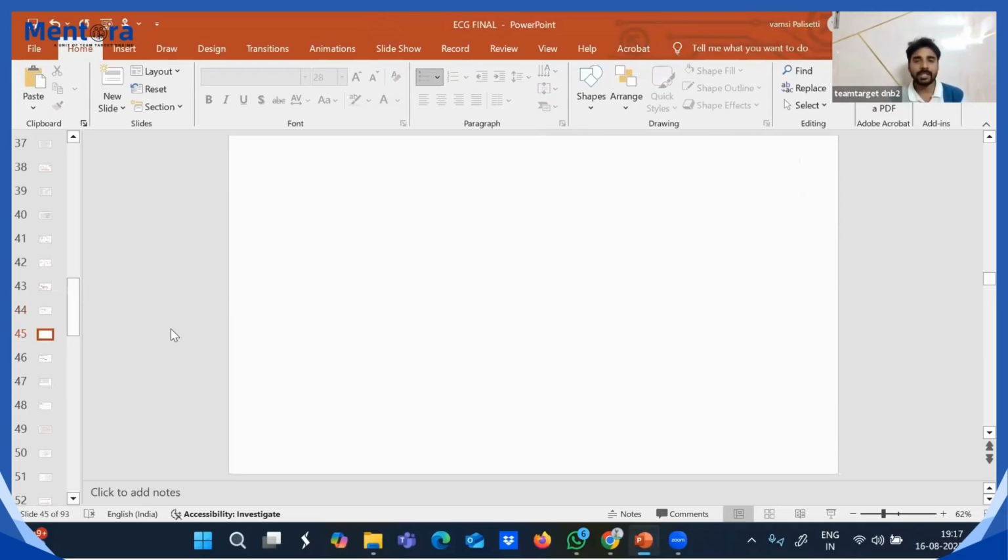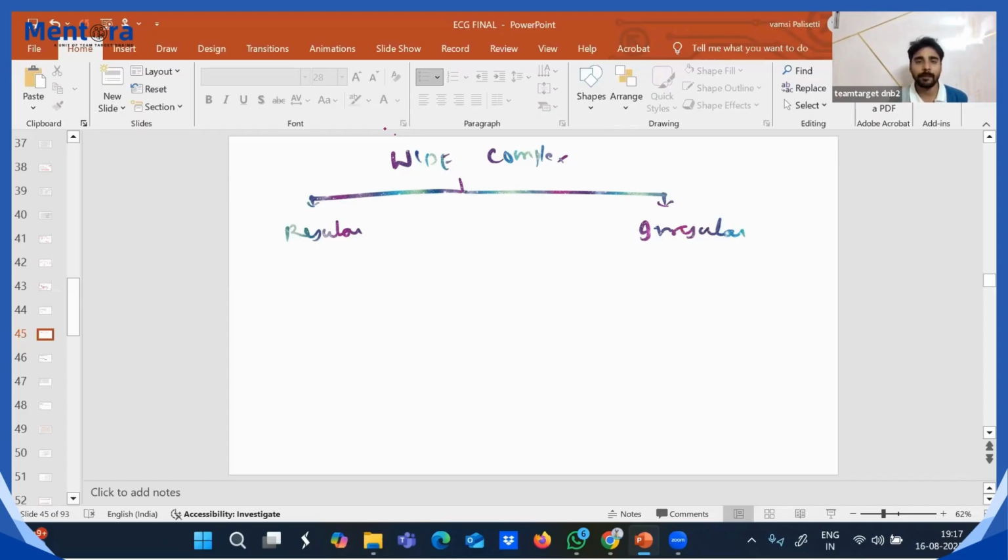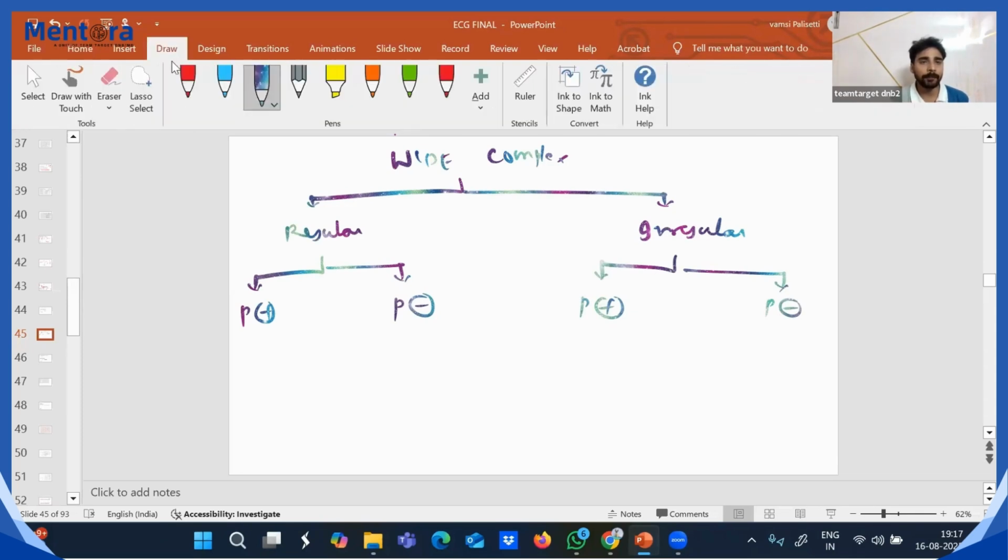So again, the wide complex tachyarrhythmia, let me draw a simple flowchart, a simple diagram for it. It's very easy for you. For example, if you are seeing a wide complex tachyarrhythmia, same here, you have to go whether it is regular or irregular. Then you have to say one more point, whether P waves are present or P waves are absent. Same for irregular also, P waves are present or absent. A very simple flowchart, the same flowchart we are doing everywhere.